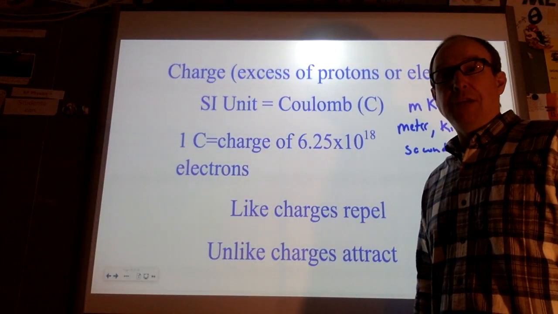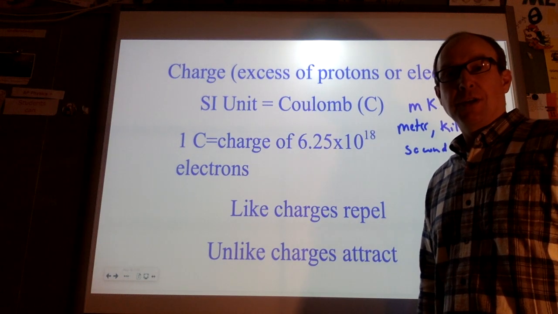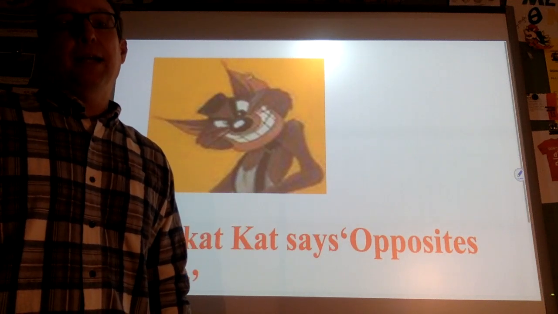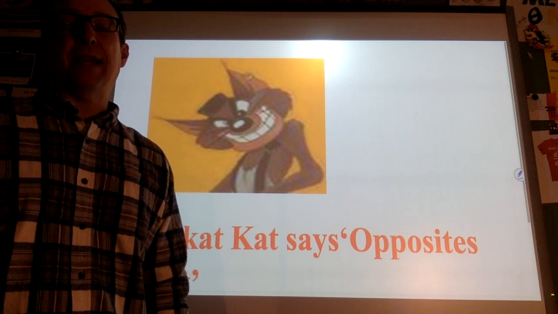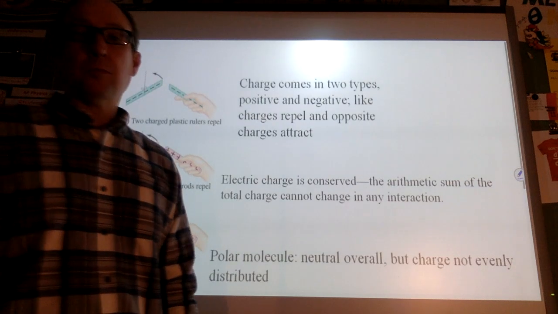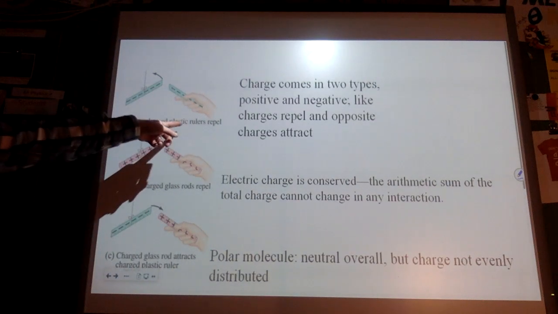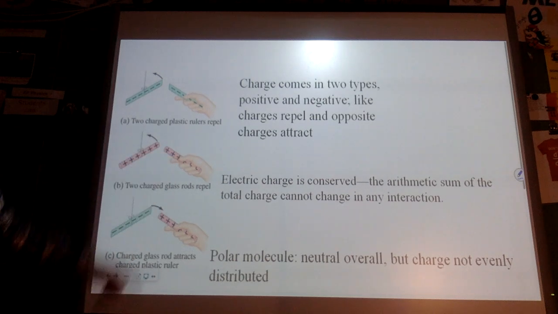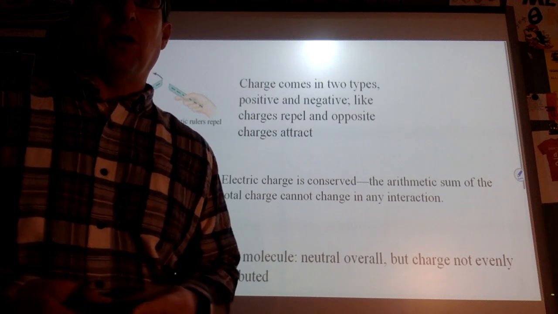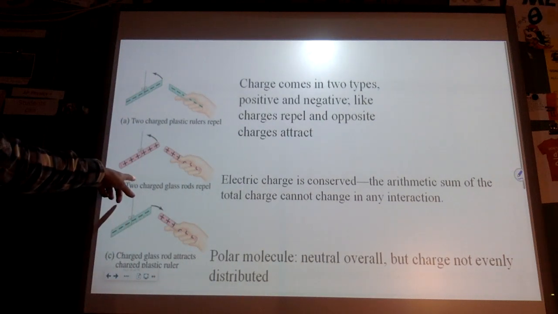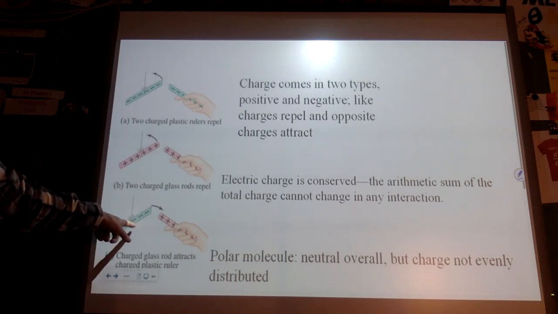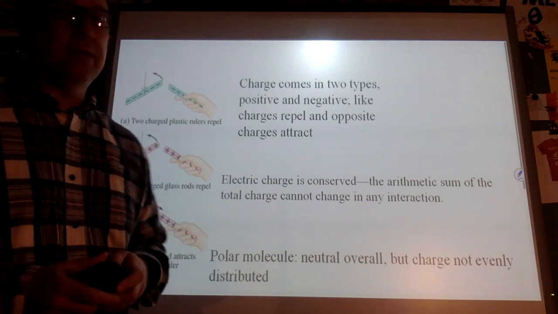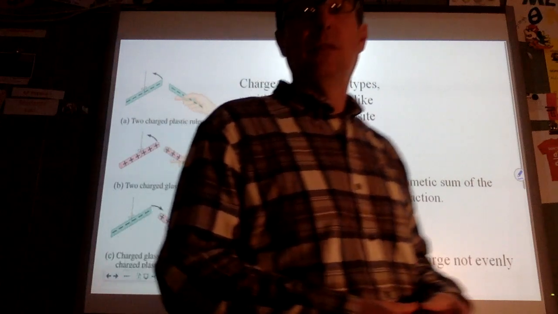It turns out that like charges will repel, and unlike charges will attract. If you remember that popular Paula Abdul song, Opposites Attract, it's the same premise. If things are opposite, they'll have a force of attraction. If they're the same, they'll have a force of repulsion. In our picture here, we have two plastic rulers that have an excess of negative charge. They're going to repel each other. We have two glass rods that are excess positive. If you rub a glass rod on silk, it will make it positive and the silk negative. These will repel, and if you had a charged ruler and a charged glass rod, they would attract. And it turns out that this would also happen if one of them was neutral as well, which we'll get into in a little bit.